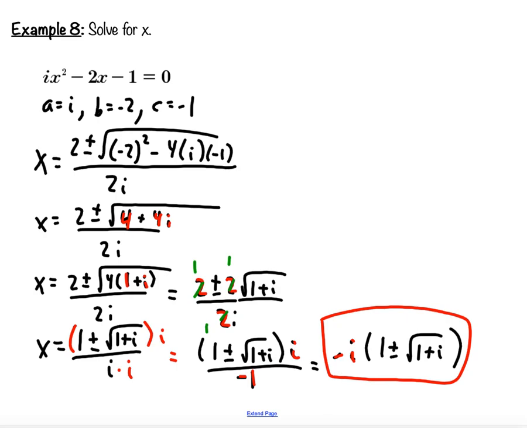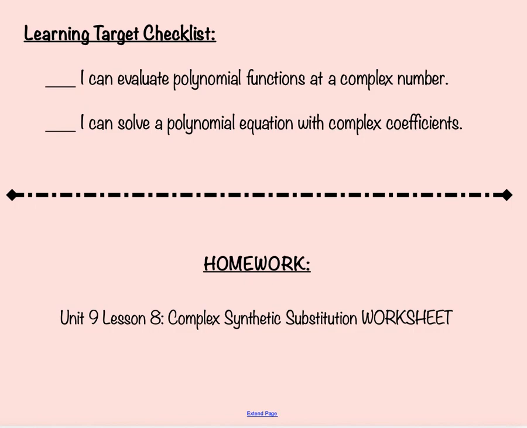Quadratic formula, shouldn't be too bad. All right, I can evaluate polynomial functions at a complex number. I can solve a polynomial equation with complex coefficients.